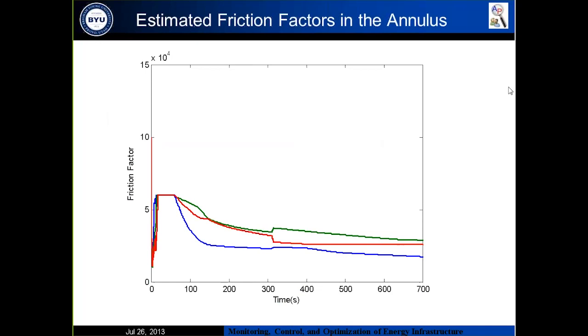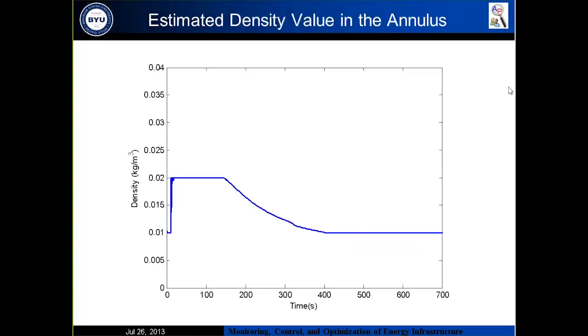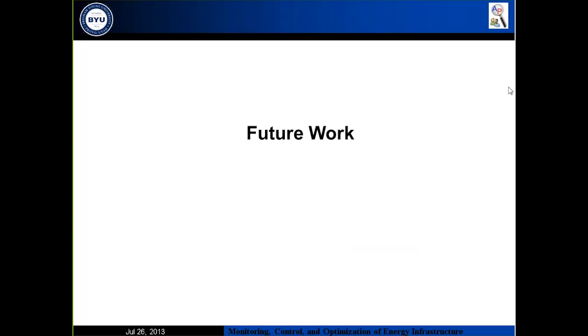Because now I have several pressure sensors along the annulus, I can estimate several different friction factors along the annulus, because so far researchers have just had one friction factor estimated. And it will be helpful during some unwanted events. And also this is the density in the annulus that has been estimated.